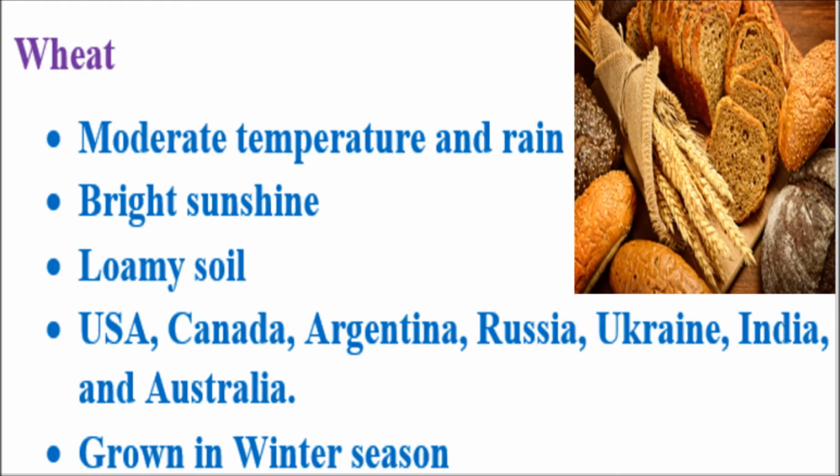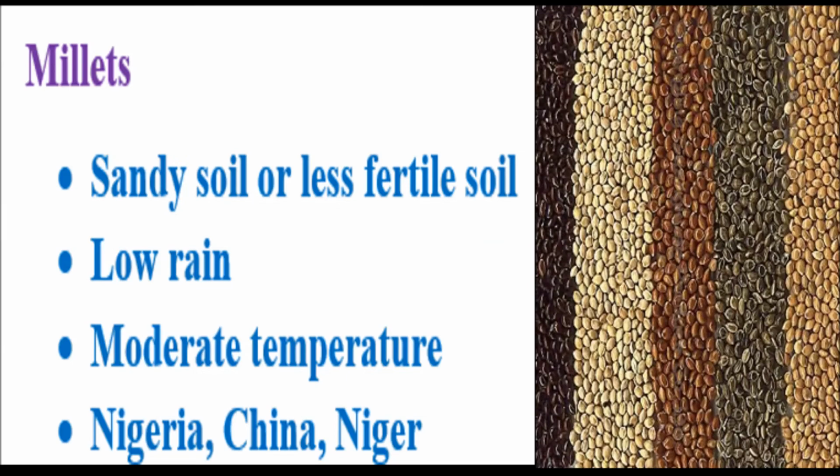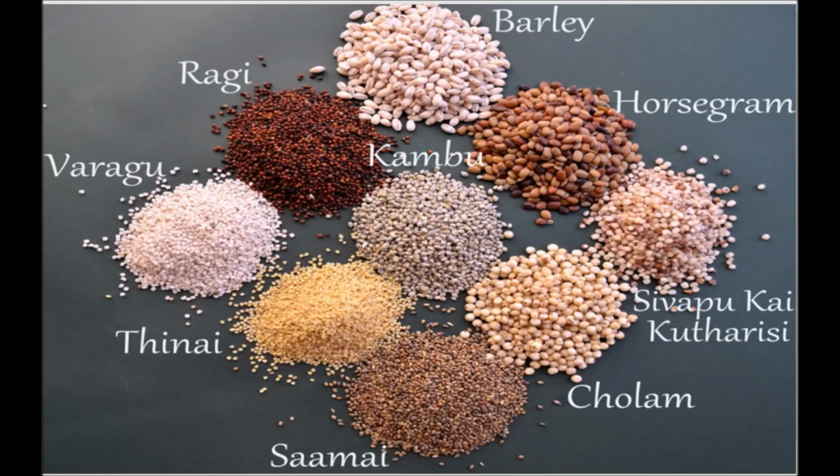Millets. Millets are also known as coarse grains and can be grown on less fertile or sandy soils. They need low rainfall and high to moderate temperature. Jowar, bajra, and ragi are grown in India. Other countries which grow millets are Nigeria, China, and Niger.